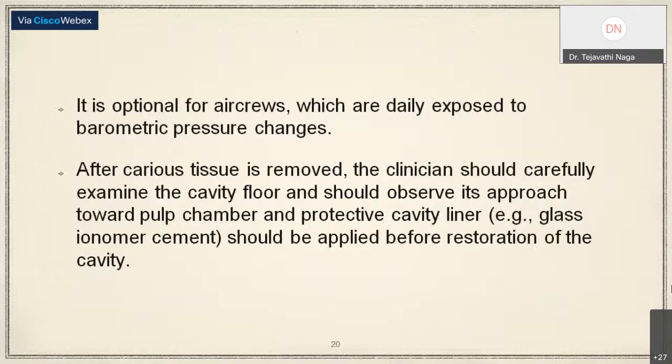It is optional for air crews which are daily exposed to barometric pressure changes. After carious tissue is removed, the clinician should carefully examine the cavity floor and observe its approach toward the pulp chamber, and a protective cavity liner, for example glass ionomer cement, should be applied before restoration of the cavity.